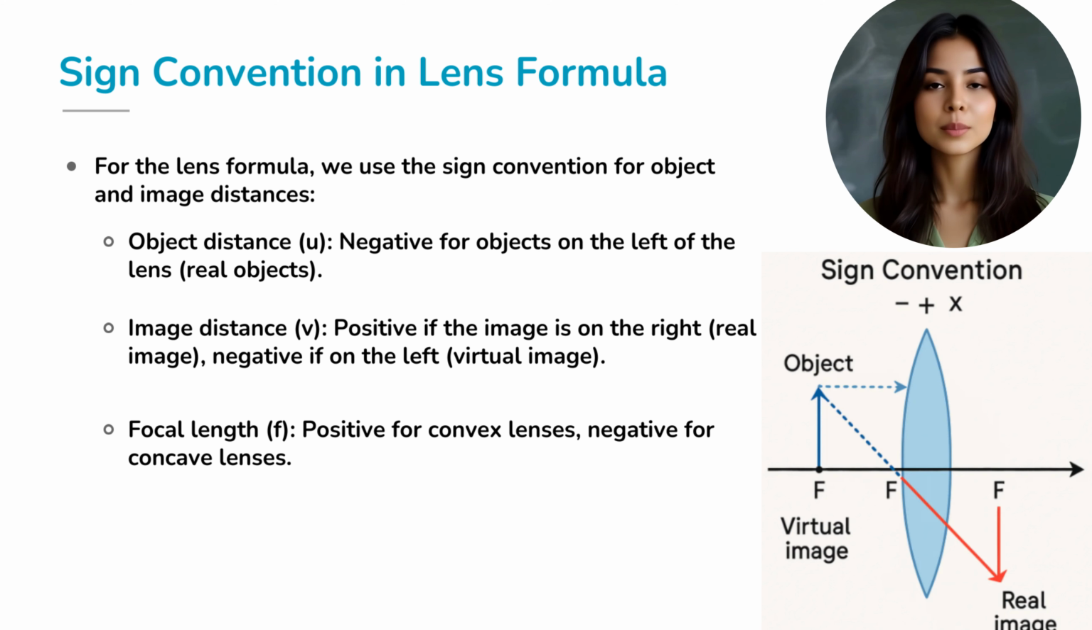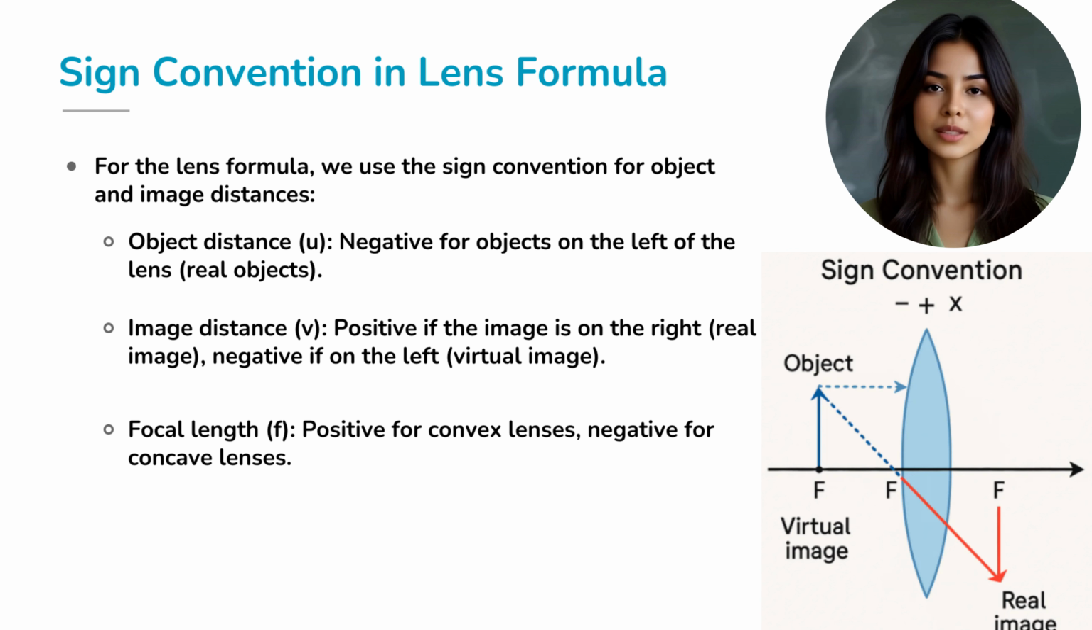Now students, before we jump into applying the lens formula, we need to settle something very important: the sign convention. You see, without a proper set of rules, solving lens problems would be as confusing as trying to drive in a city where every street has no traffic signals. Chaos everywhere. That's why physicists agreed on a standard system of signs to keep our calculations neat and logical.